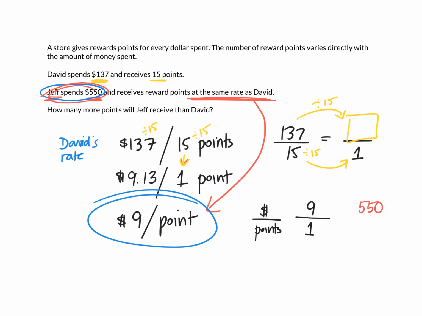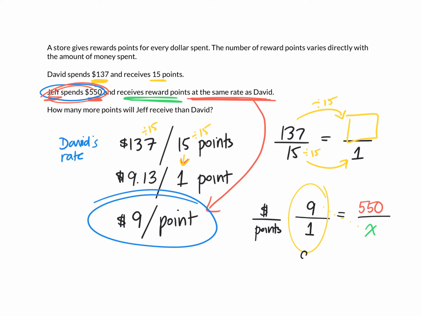Okay, and we want to know if Jeff is spending $550, so we're going to put that here. This is what Jeff is spending. If he's spending the amount of money and getting the same rate as David, which was David's rate, according to that, we're setting up a proportion to figure out how many reward points he is receiving. So let's call this x, okay? So we can solve this proportion by cross multiplication.